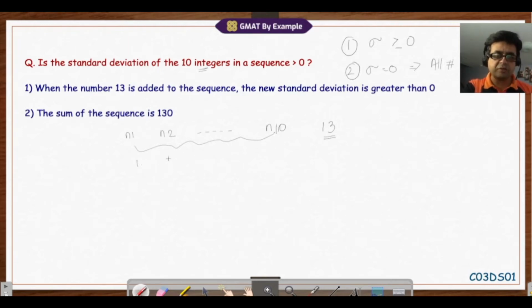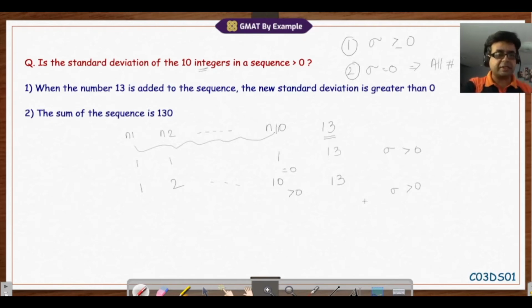So if all of these numbers were 1, and I add 13 to the sequence, since I have one number which is different in the sequence, my standard deviation will be greater than 0. But the standard deviation of the sequence of all the ones is 0. Let's assume the numbers were very different. So 1, 2, all the way to 10, in which case the standard deviation is actually greater than 0. And when I add 13 to the sequence, the standard deviation still stays greater than 0.